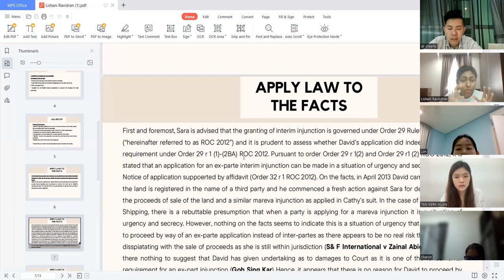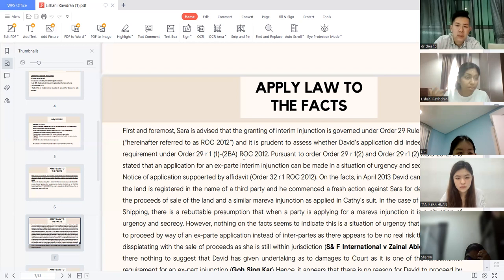You know, always you must try to go with inter partes. You must always try to serve. That is why your burden is much higher when you are going by way of an ex parte. Because why? The court is granting you the injunction without the presence of the other party. The court is not hearing the other party's merit or whatever they have to say. That is why it's only valid for 21 days.